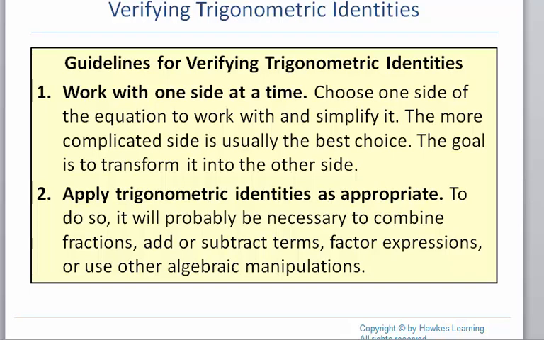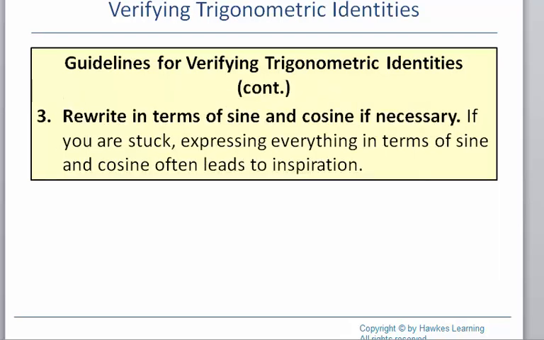The second guideline is to apply trigonometric identities as appropriate. To do so, it will probably be necessary to combine fractions, add or subtract terms, factor expressions, or use other algebraic manipulations. And our third guideline tells us to rewrite in terms of sines and cosines. If you are stuck, expressing everything in terms of sines and cosines often leads to inspiration.